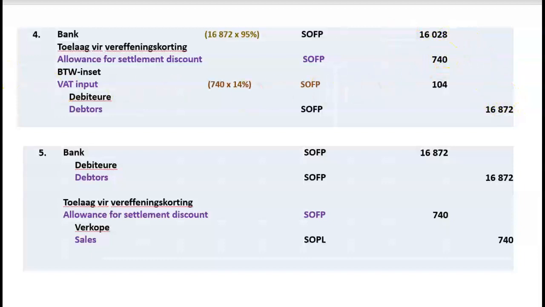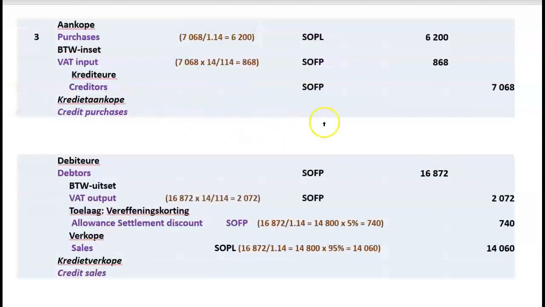But when have we recorded the settlement discount? We've already taken care of the settlement discount when we did the sales transaction. So this is now parked in an allowance account. And when does that allowance account expire? Number one, either when payment takes place, or number two, when the settlement period has expired and the debtor can no longer make use of the settlement discount. So which one of the two has happened now?